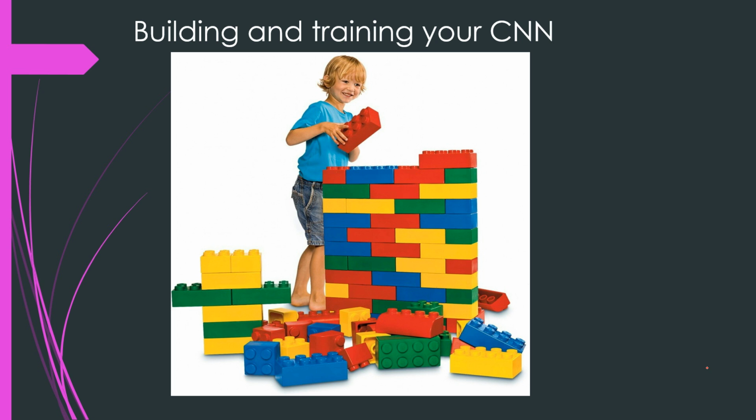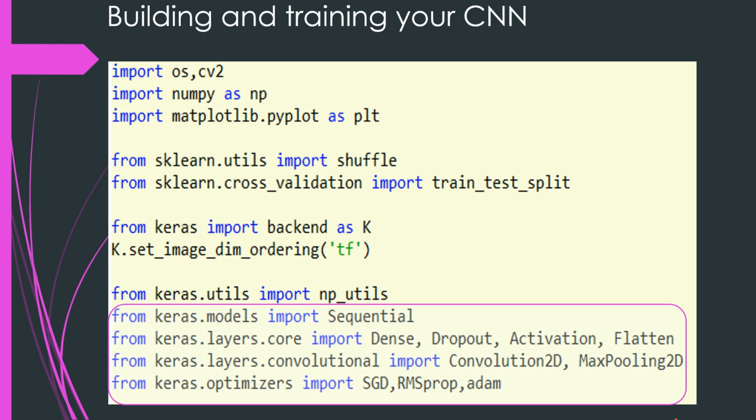So now we are done with loading and pre-processing the dataset, assigning the labels, shuffling the dataset, and splitting the dataset. Now it's time to build and train your CNN. For this, you need to import libraries from Keras: a sequential model, dropout, activation, flatten, convolution, max pooling, and the optimizers. If you are aware of the theory of convolution, you know these are the building blocks of a convolutional neural network which you are going to write.